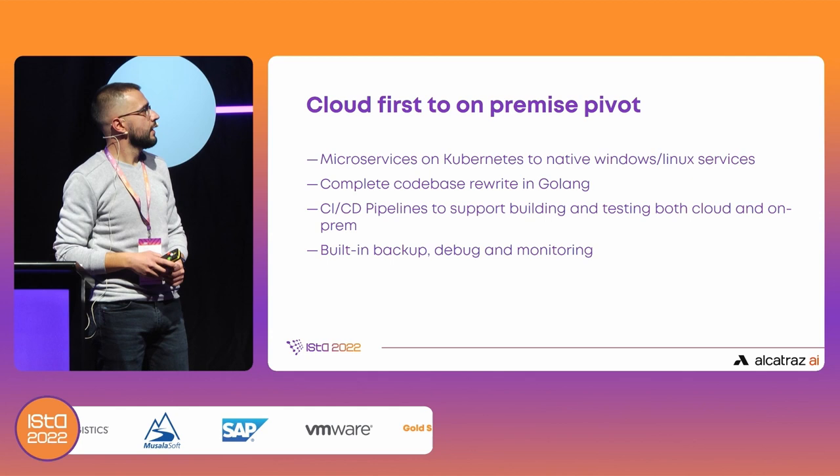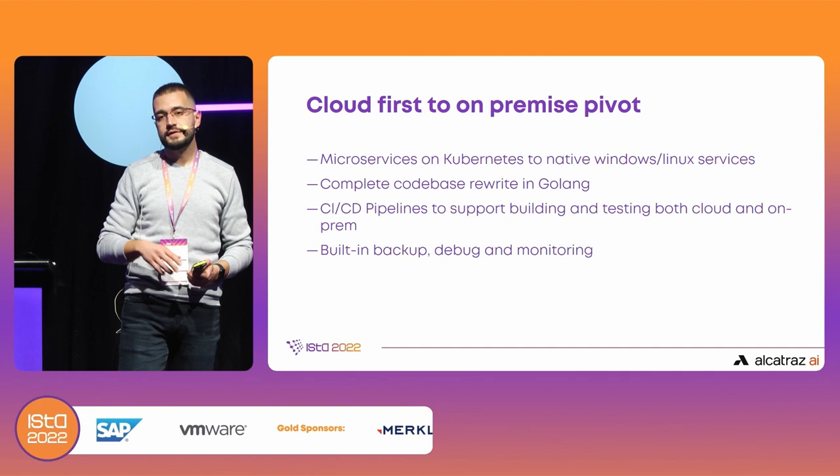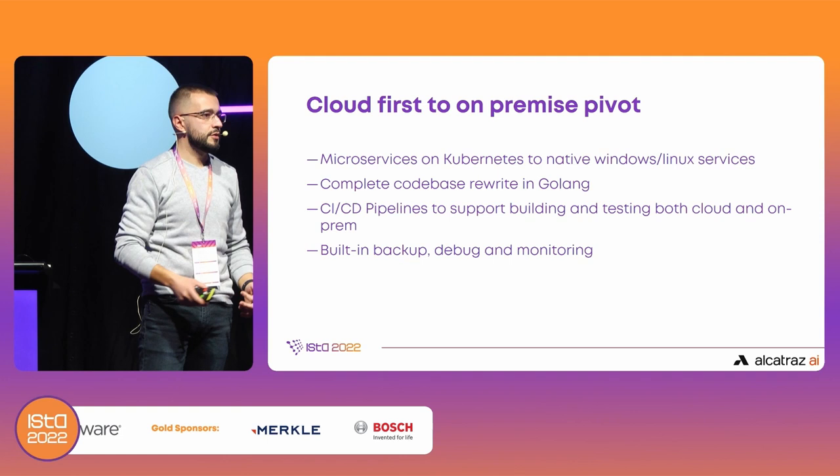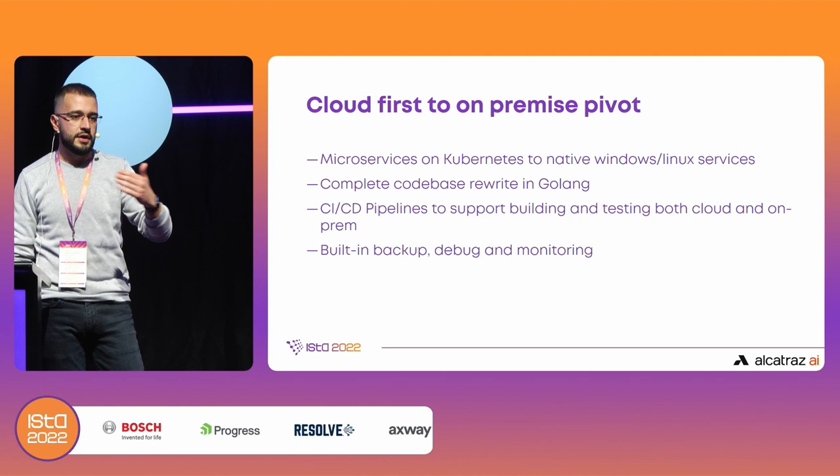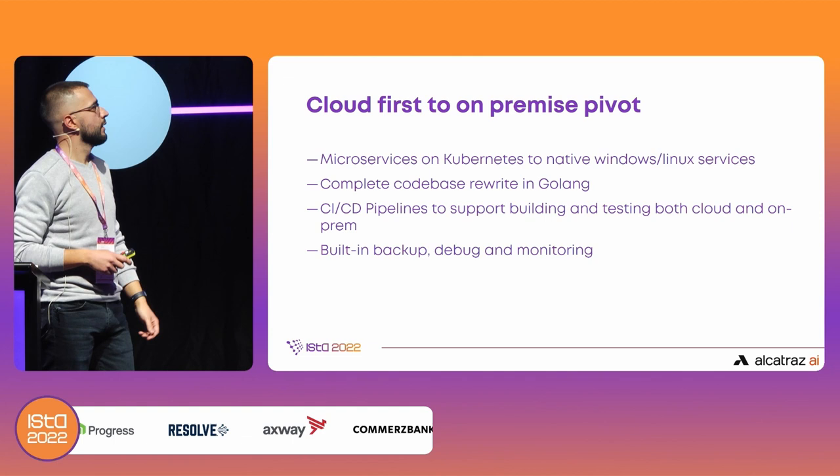We chose to rewrite everything in Go, which allowed us to produce native binaries for Windows and Linux and use those to containerize them in Docker and still deploy in the cloud, because we wanted to keep our cloud for multi-tenants and for clients that didn't care for on-premise and wanted to not manage anything and use a cloud solution directly, which was also one of the options we had to get.